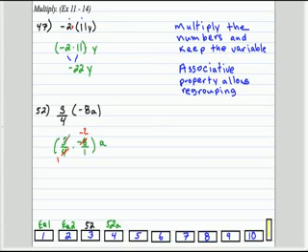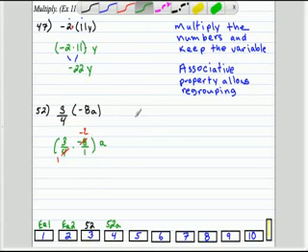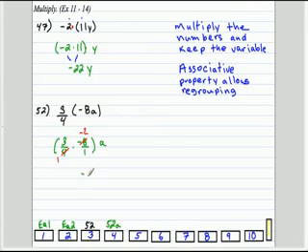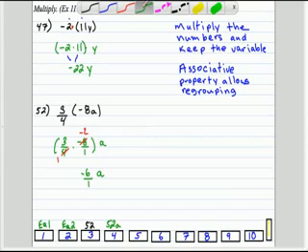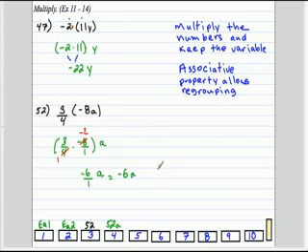So there's nothing to cross cancel between the 3 and the 1. So I multiply straight across, and I'm going to get what? -6 over 1 times a. And we generally don't write that over 1. So we make that equal to -6a.